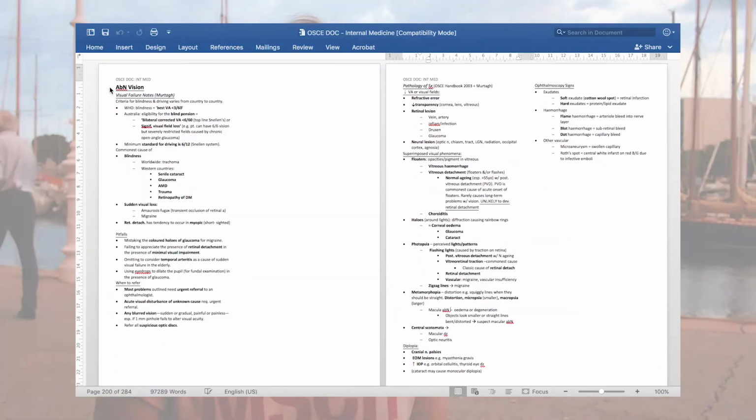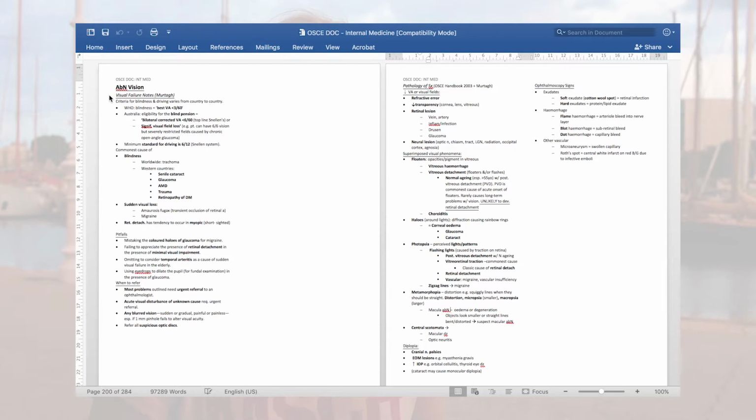Under each testing area or OSCE topic, I have first a little bit of space where I put in some extra information if I want some background. Under abnormal vision, I have a few notes about visual failure from Murtagh's, including the pitfalls of visual failure and when to refer. Then on the next page, I have the pathology of the symptoms because it's something that I needed to do some more reading to understand.